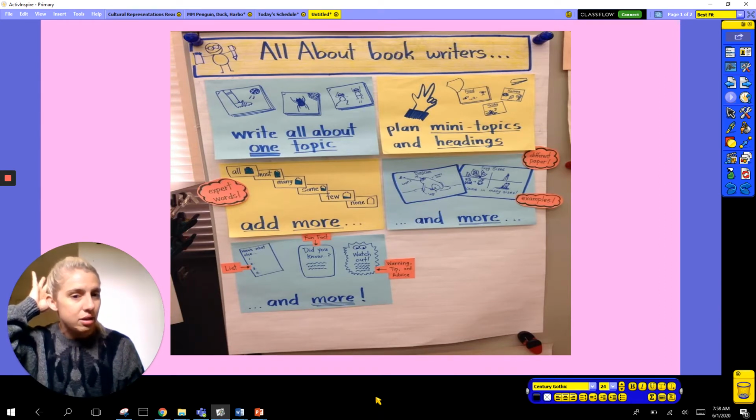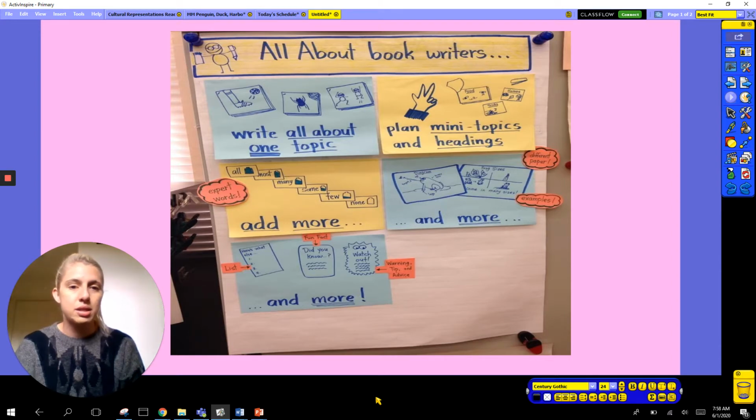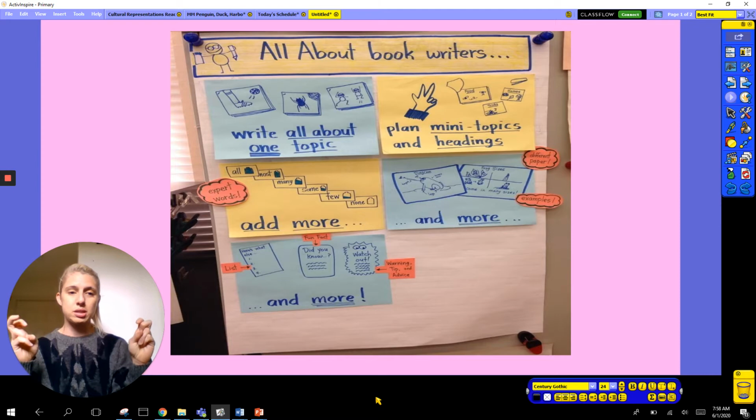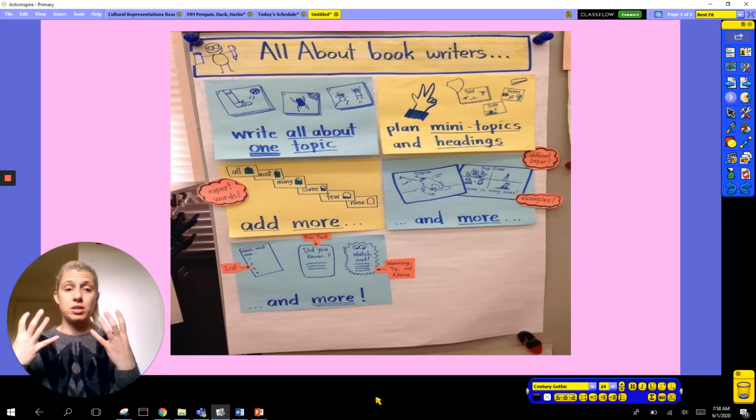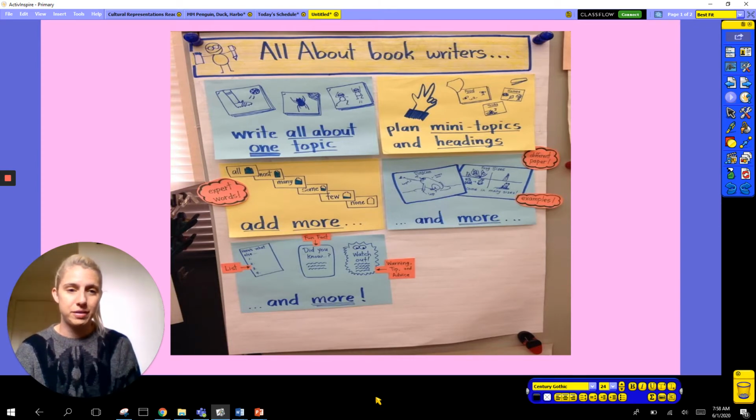And then all about book writers add more. They use expert words. So for example, I might use the word prepare. I might use the word ingredients. I might use the word degree. These are all expert words that are under the topic of being a chef.